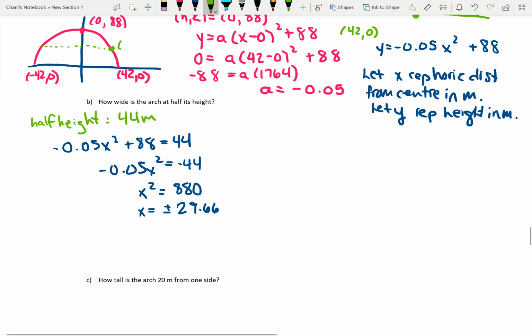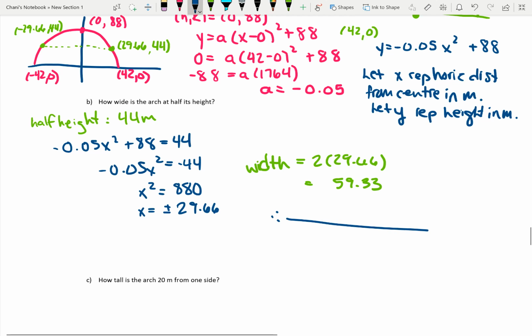This point here would be 29.6644. And this point would be negative 29.6644. Okay, so then the width is double that, because I have to go in both directions. So we get 59.33. So then you can put a nice little sentence, something like, therefore the width is 59.33 meters at half its height.